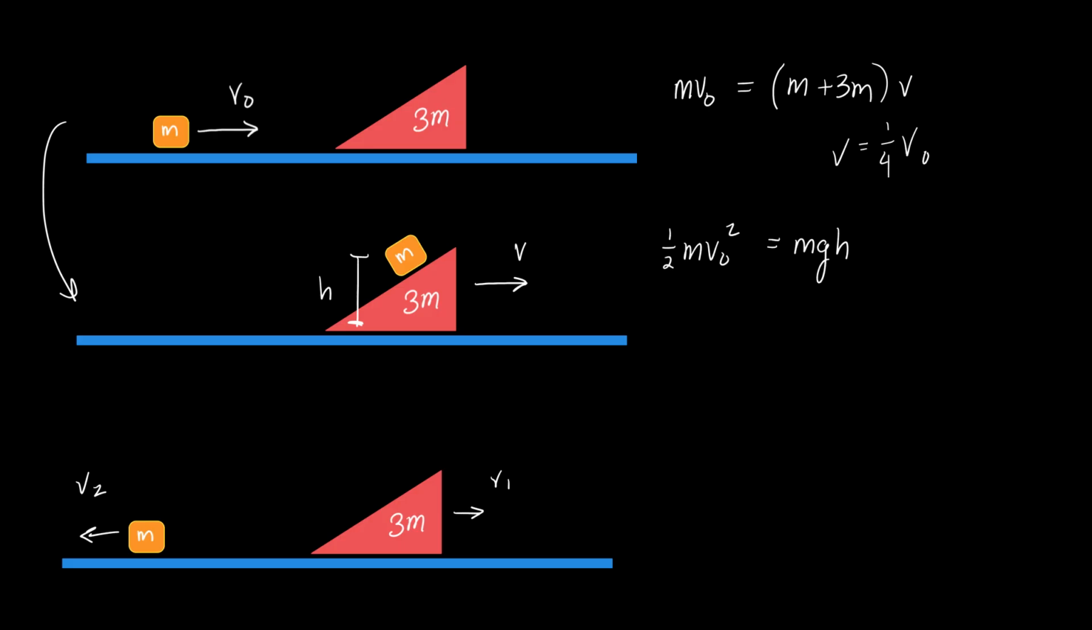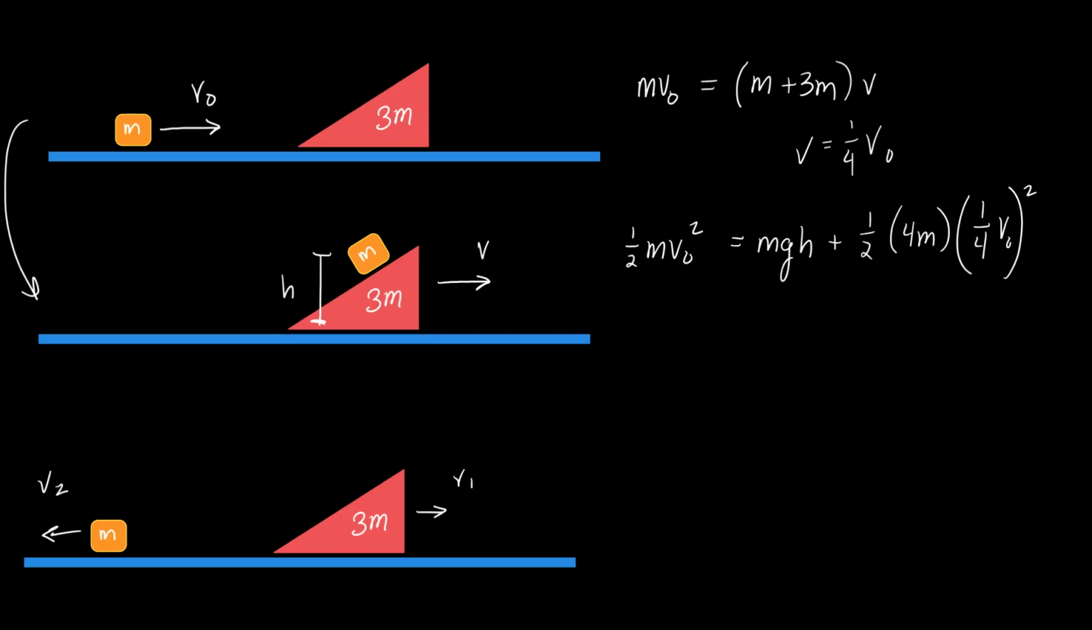What other energy does the system have? That's kinetic, because both blocks are moving. So I'm going to add to that 1/2 m, and this is going to be both m's here. So 4m times their velocity squared, but their velocity is 1/4 v naught squared. This isn't that hard, is it? It's just knowing what you need to do, because we've never seen a problem like this before. Now, can you work this out for h?